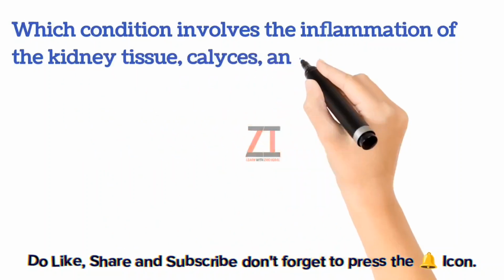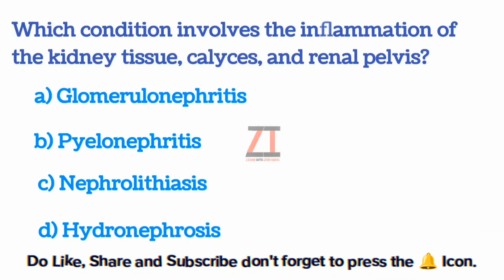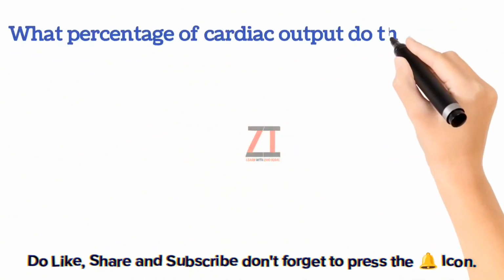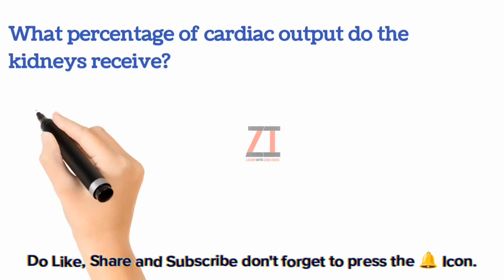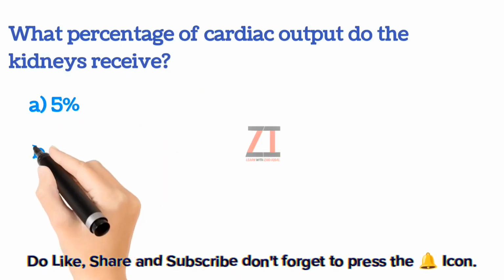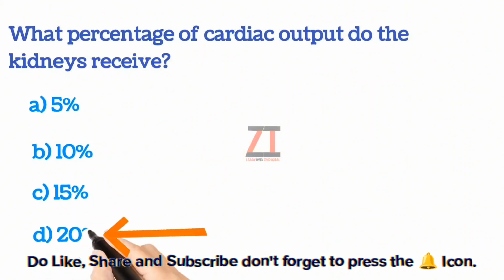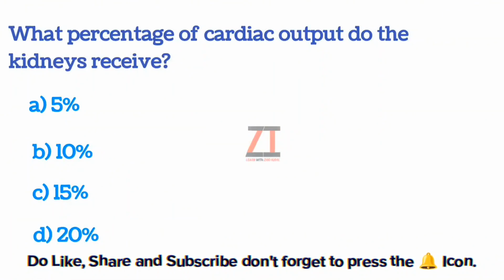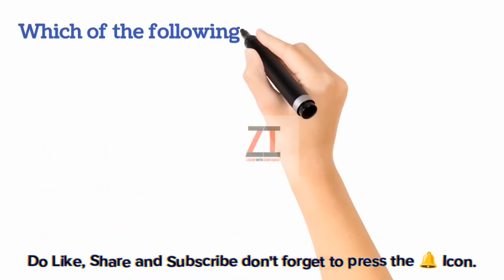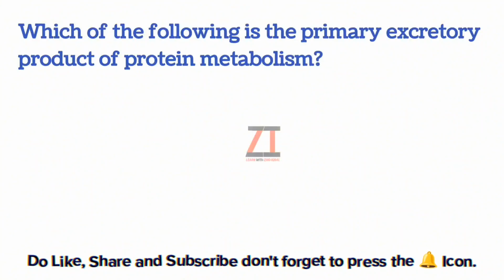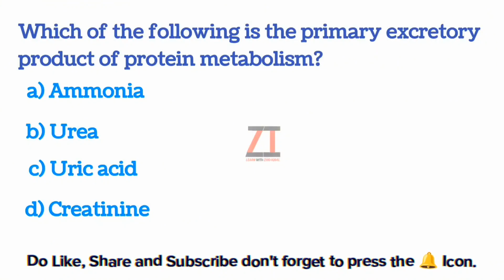Which condition involves the inflammation of the kidney tissues? Right answer is option B, pyelonephritis. What percentage of cardiac output do the kidneys receive? Right answer is option D, 20%. Which of the following is the primary excretory product of protein metabolism? Right answer is option B, urea.